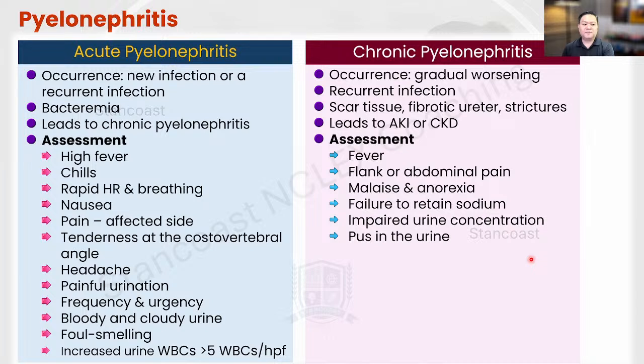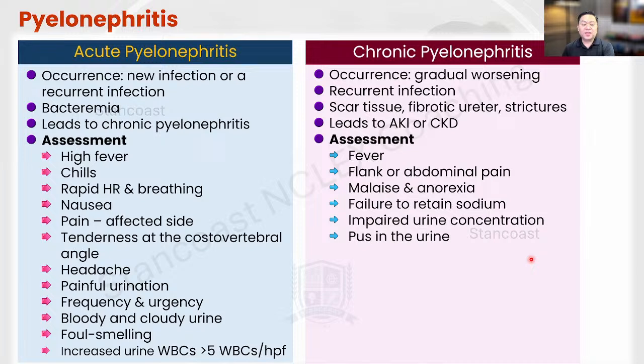Now, part of the assessment findings here is the presence of pus in the urine. This basically consists of white blood cells in the urine, telling you that there is an ongoing infection. Now, pyuria is a common finding in chronic pyelonephritis, again, because of the persistent bacterial presence and also the immune response by the body.